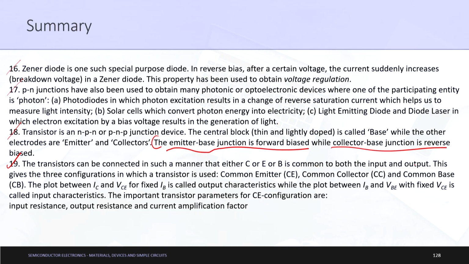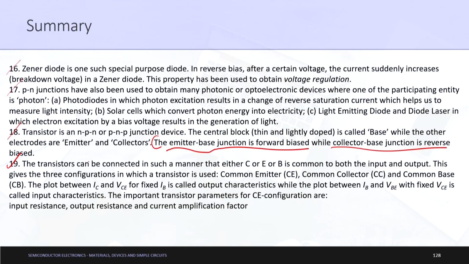In our case scenario in 12th class physics, we have generally taken the configuration of CE only. This gives the three configurations in which a transistor is used: common emitter, common collector and common base. The plot between IC and VCE at fixed IB is called output characteristics, while the plot between IB and VBE with fixed VCE is called input characteristics.